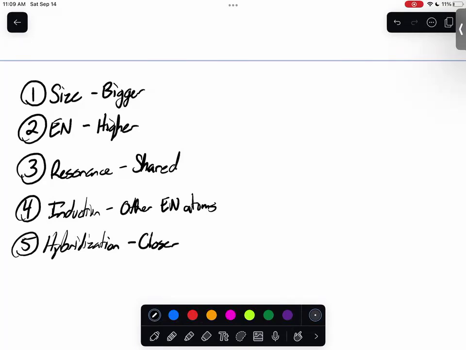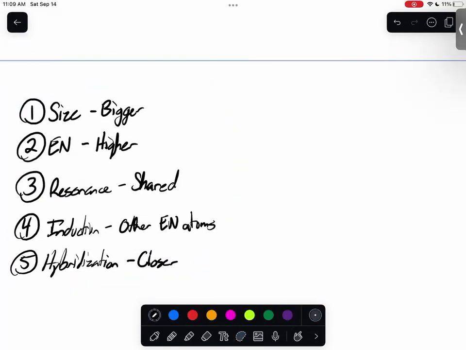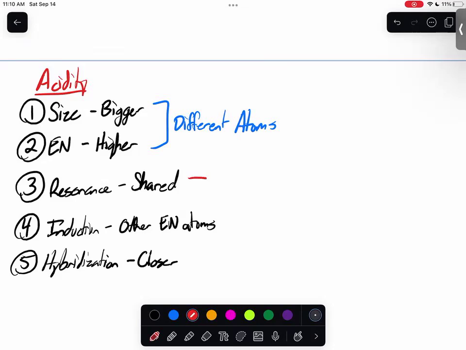All right. And so the thing that we gotta remember is this is for acidity, right? And the other thing that we want to keep in mind is that these top two, generally speaking, we are asking ourselves about different atoms. Versus the bottom three, we're generally looking at the same atom, but we're looking at its surroundings.